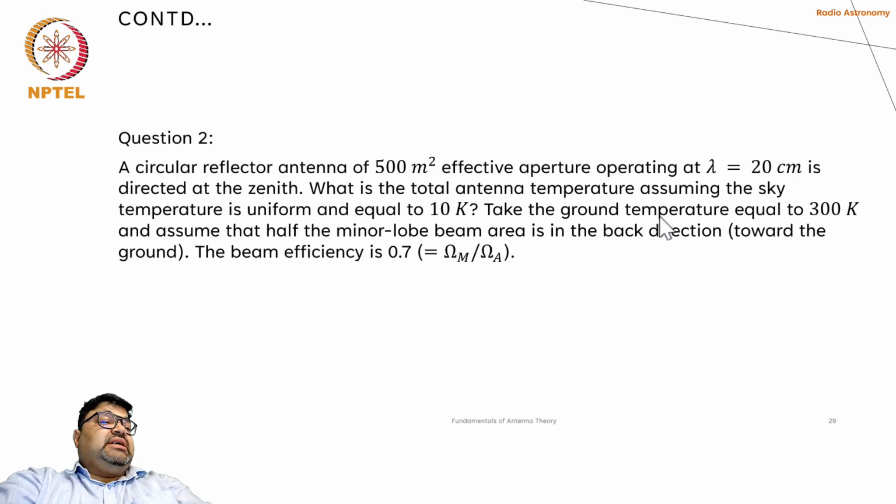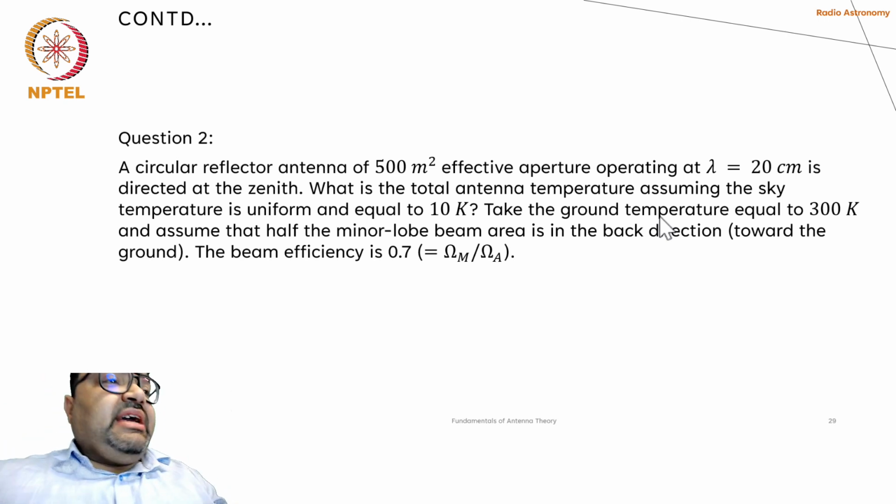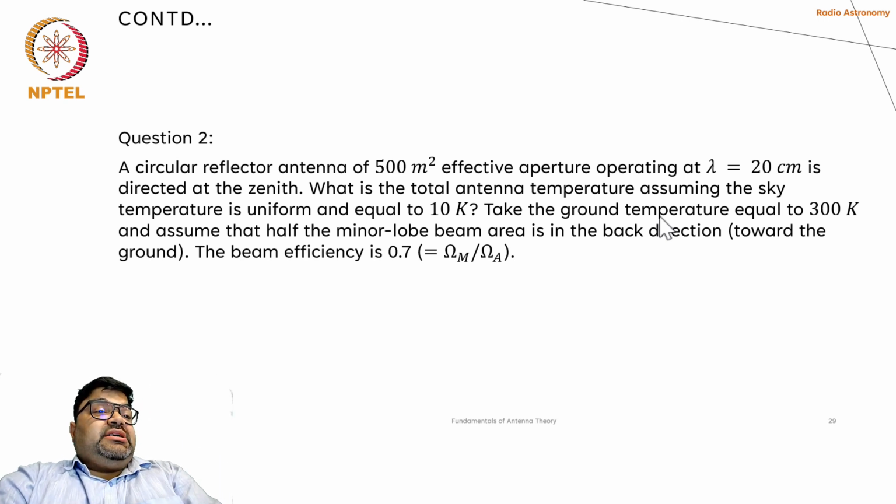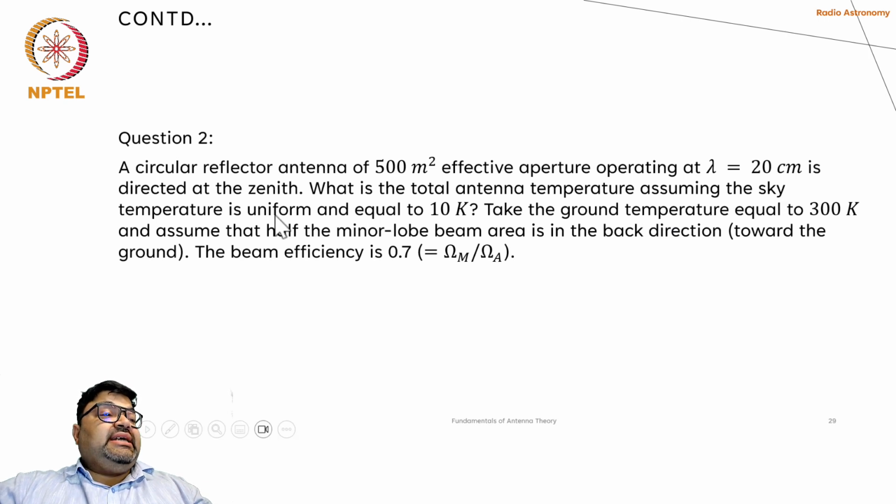Question number 2. A circular reflector antenna of 500 square millimeter effective aperture, operating at lambda equal 20 centimeter, is directed at zenith. What is the total antenna temperature, assuming the sky temperature is uniform and equal to 10 Kelvin? Take the ground temperature equal to 300 Kelvin and assume that the minor lobe beam area is in the back direction towards the ground. Beam efficiency is 0.7.